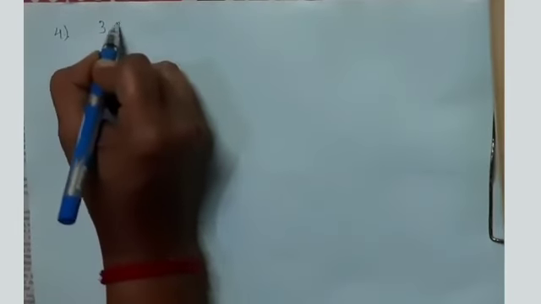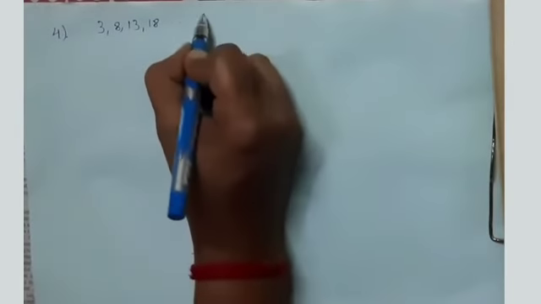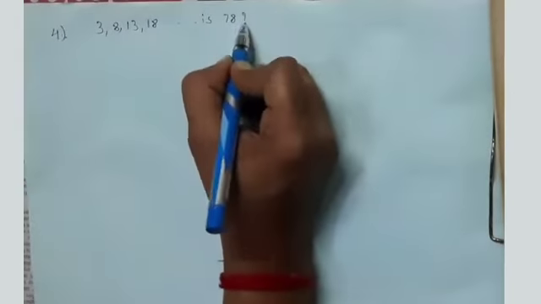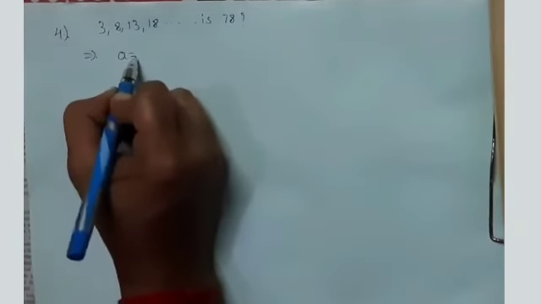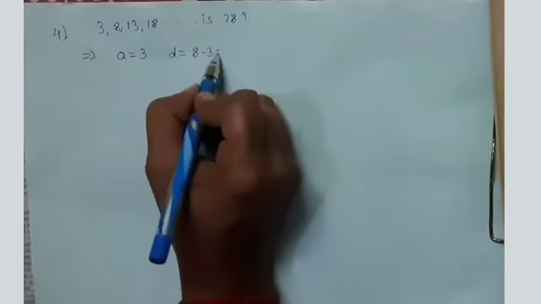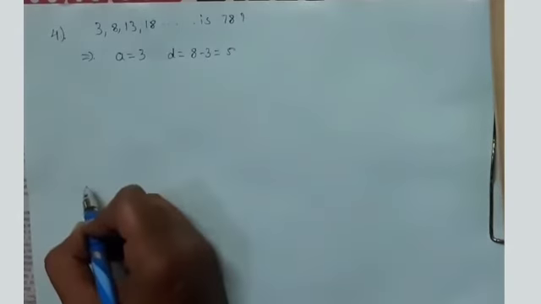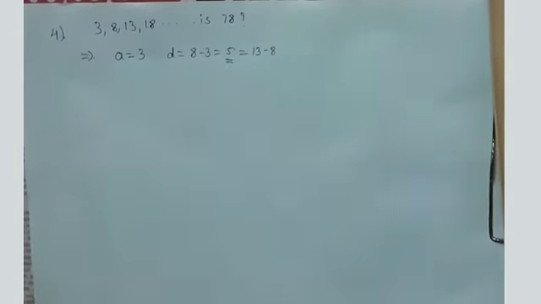So, let us solve the fourth main question. The fourth main question given for you is: which term of the AP 3, 8, 13, 18 and so on is 78? It means you are given the first term A equal to 3, and the common difference you can find, that is 8 minus 3, which gives you 5. Common difference will be 5, and this is of course equal to 13 minus 8, which gives us 5.